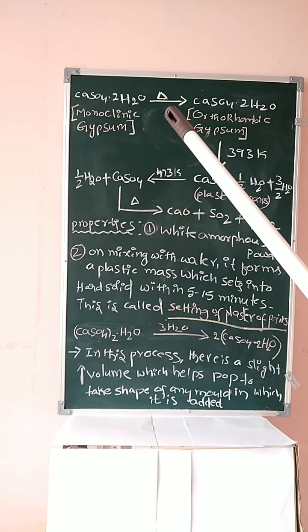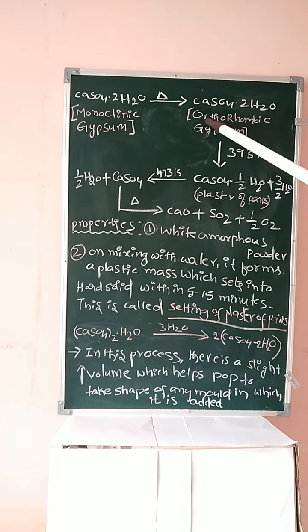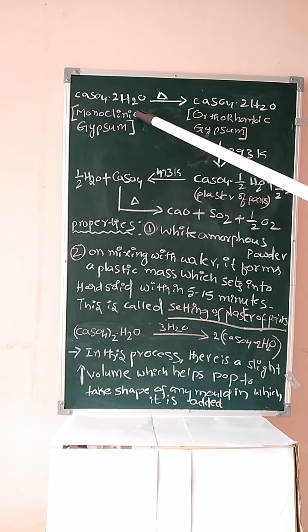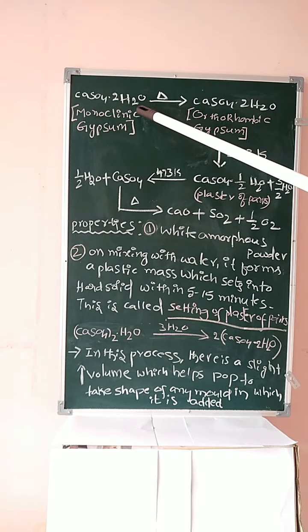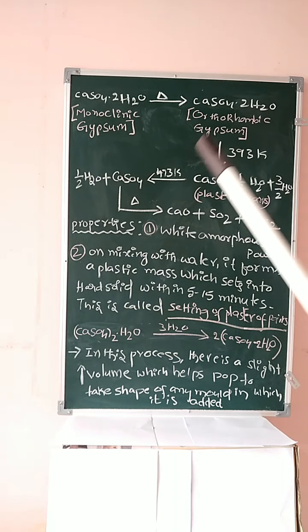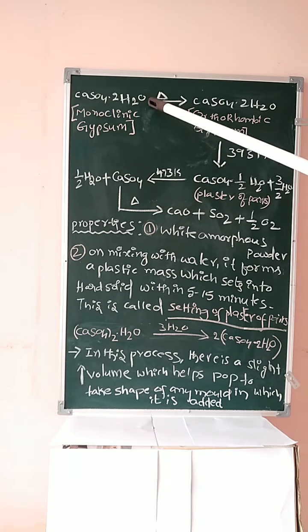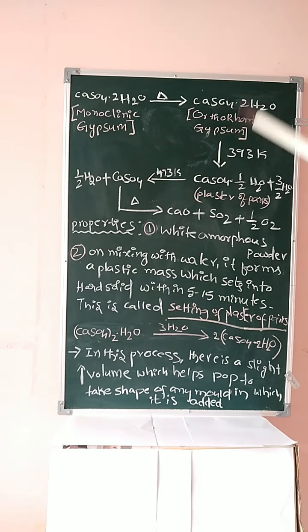Generally there are 7 crystal systems: cubic, tetragonal, orthorhombic, monoclinic, triclinic, rhombohedral, and hexagonal. In detail you can discuss in your second year. Until then, remember that calcium sulfate dihydrate is of two types, monoclinic gypsum as well as orthorhombic gypsum. When heated, monoclinic can be converted into orthorhombic gypsum.